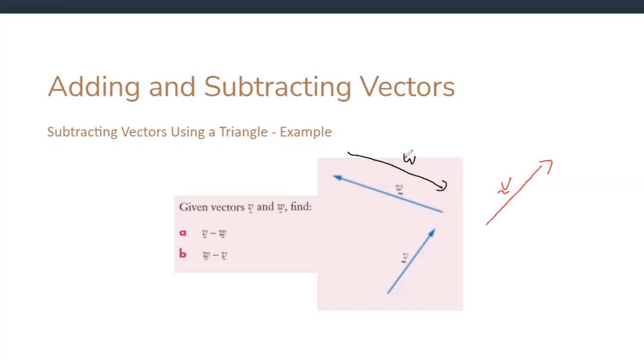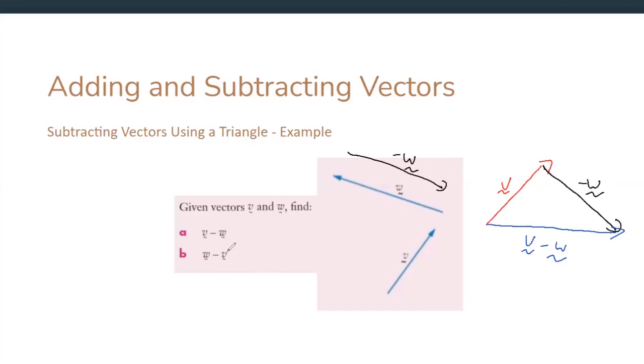So what we're going to be doing is we're going to then be adding that. So again, tail to tip. So this is negative w. So then our resultant vector is going to go from the tip of this one to the tail of this one. So then we're going to end up with v minus w.